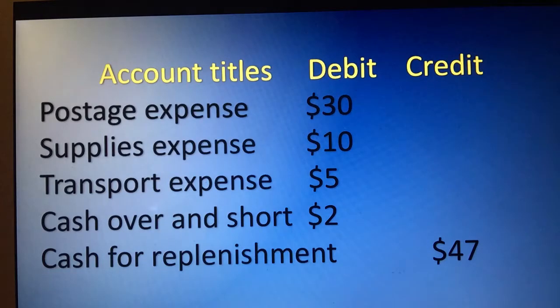We then determine the amount to replenish the petty cash fund by adding up our new amount of expenses, $47, and taking that away from our beginning balance.